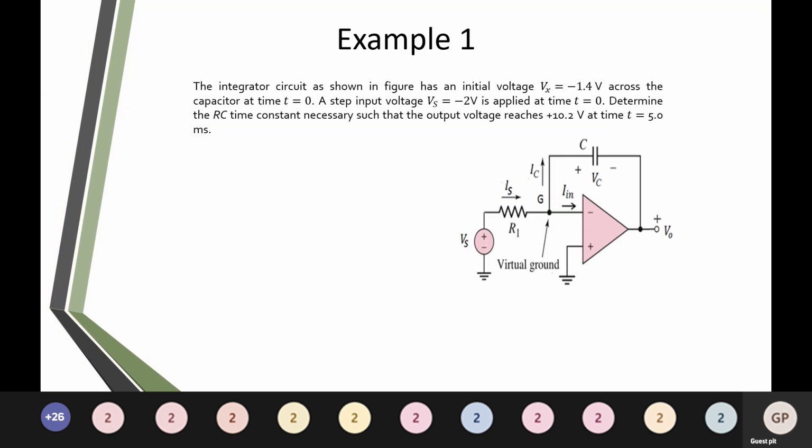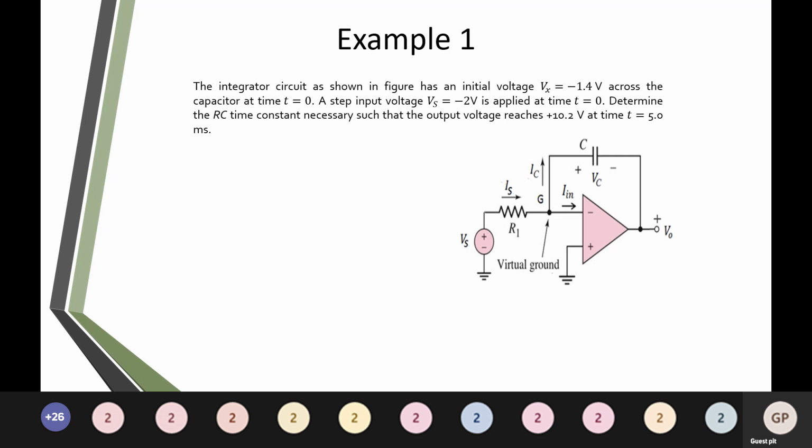Now let's see a problem here, and you are going to do this problem. Note down the same concept, whatever we have used, the direct problem. The integrator circuit as shown in the figure has an initial voltage Vx across the capacitor at time t is equal to 0. So the initial voltage across this capacitor is minus 1.4 volts. A step input voltage Vs is minus 2 volts. So the input applied here is minus 2 at time t is equal to 0.